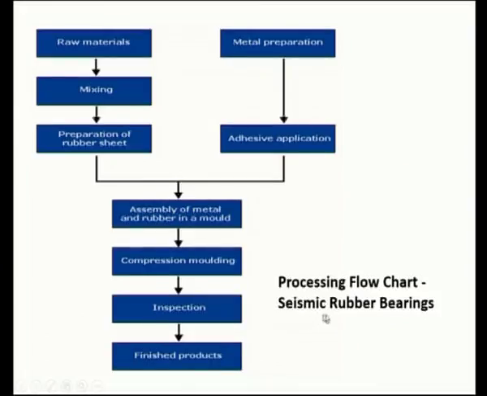Processing flow chart for seismic rubber bearings. So, raw materials are mixed, rubber sheets and metal parts are prepared, and adhesive is applied. You combine them together to produce an assembly of metal and rubber in a mold, then compression molding, inspection, and finished products. This product can be used for those applications.